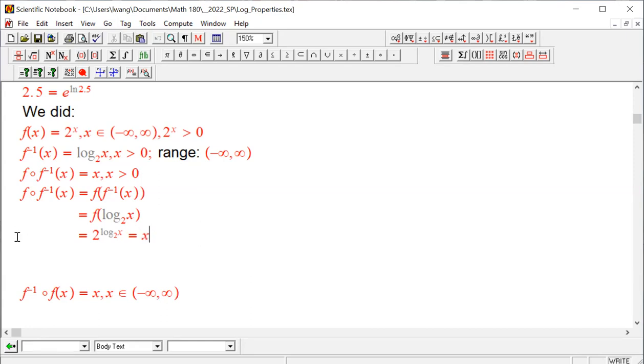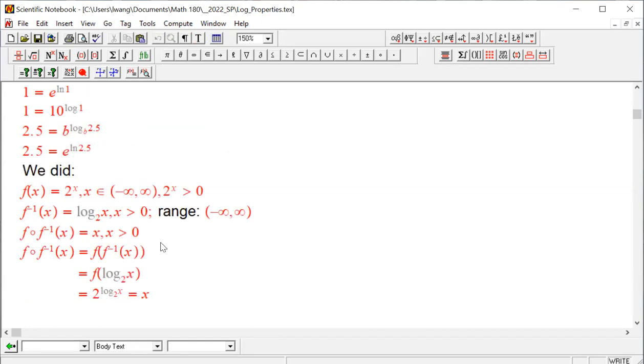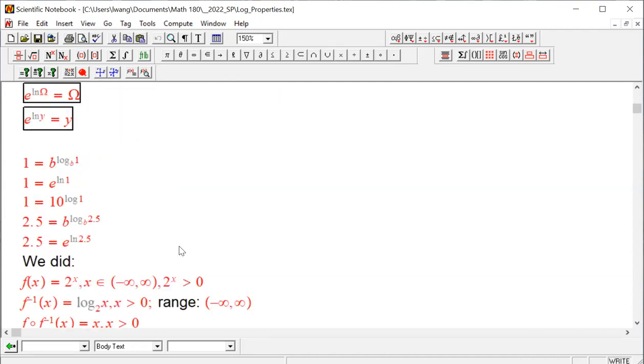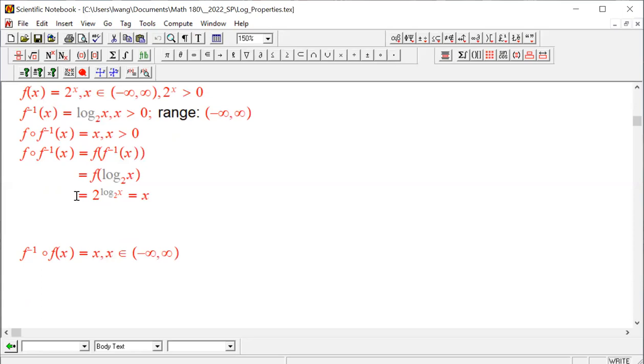Isn't this what we got earlier for the base of 2? The only difference is we used omega here and we use x later. So they're really the same thing. It was in this context we did that. And of course, we can do the other one. So what do we get for the other one? This will be interesting to have.